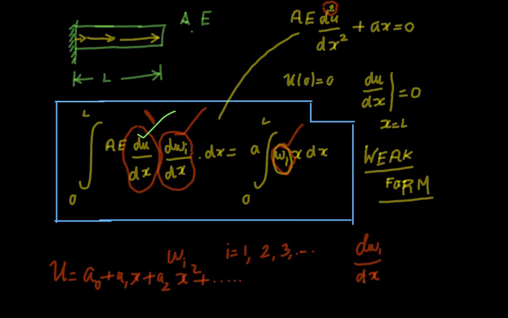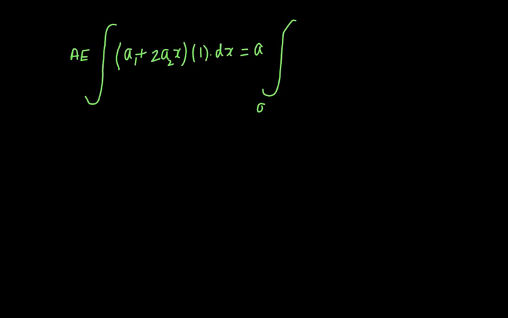Let us do that. For i equal to 1, what happens to the weak form equation? The weak form equation is AE, I'm taking that AE outside, into du by dx. du by dx is simply A1 plus 2A2x. What is dw1 by dx? dw1 by dx is simply 1, into dx, equal to A times the integral over the limit 0 to L. Of course, we are integrating throughout the entire domain.